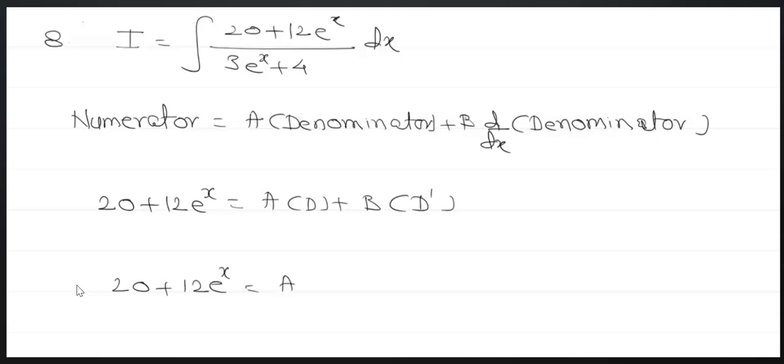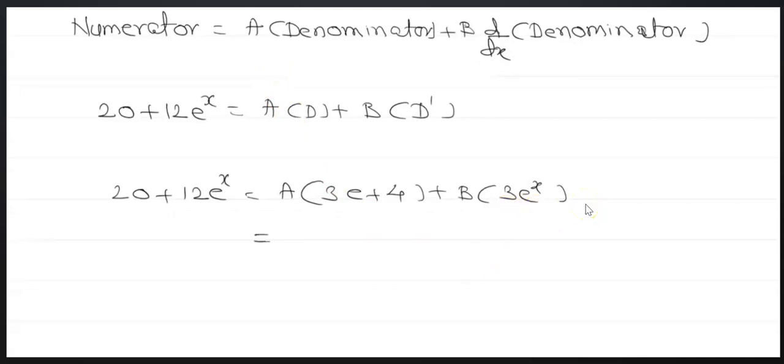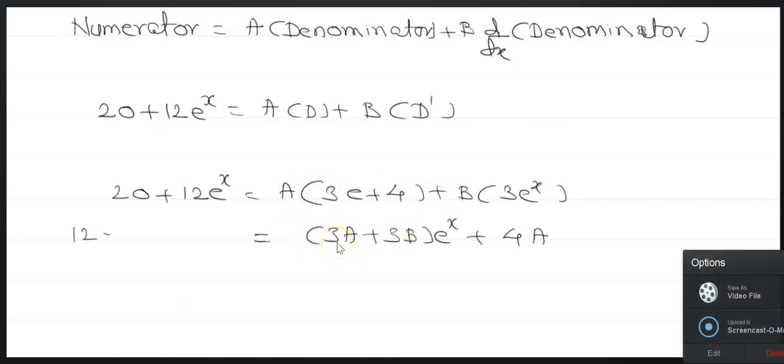Therefore, 20 + 12e^x is equal to a into the denominator (3e^x + 4) plus b into D', the derivative of the denominator. The derivative of 3e^x is 3e^x, and the derivative of 4 is 0. Here we have (3a + 3b) into e^x. These are the coefficients of e^x. And what about the constant? This is 4a, and here also is 4a.